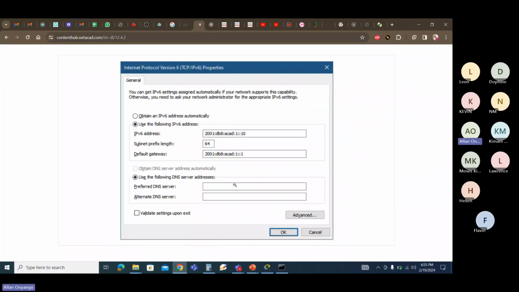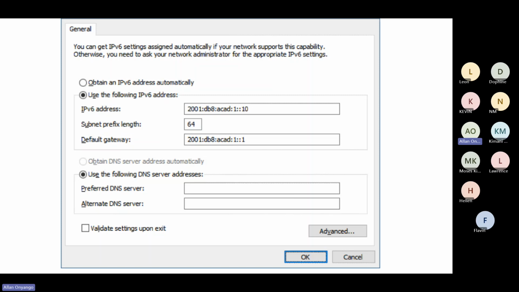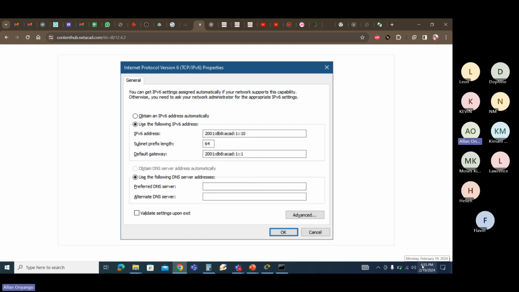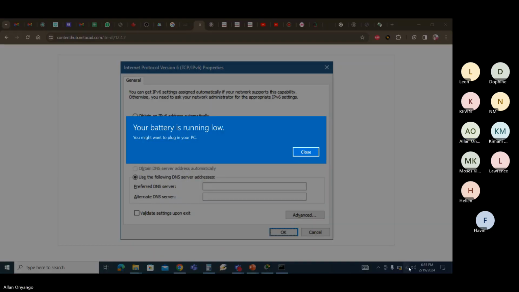Let's move on. Of course, you need to know how to configure it on your PC. We did do it, isn't it? You remember we did configure IPv6 on the PCs. Yeah, we did. The same place where you always go to, I don't know whether I want to demonstrate that now. Of course, let's put it from there. Otherwise, this thing will go off now.